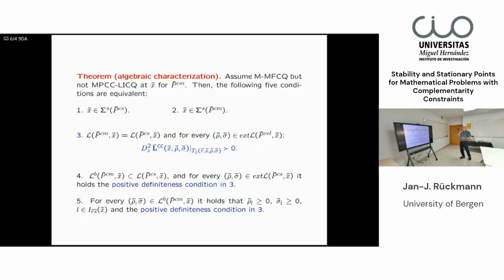And now the algebraic characterization. So before it was topological, it will only say existence, uniqueness, continuity. Now we use algebraic characterization here as well. Assume MFCQ, but not MPCC LICQ. This was done by Vladimir for the case LICQ, in 2012. Then the following 5 conditions are equivalent.